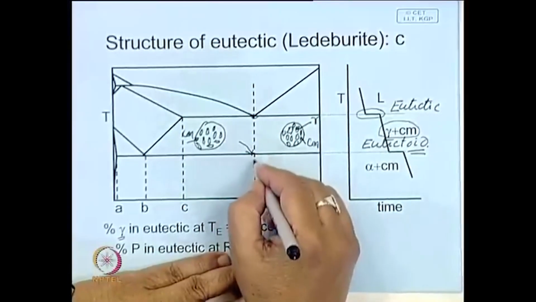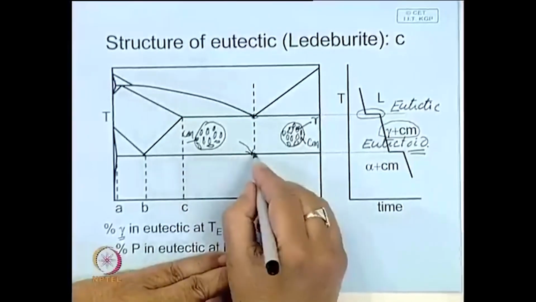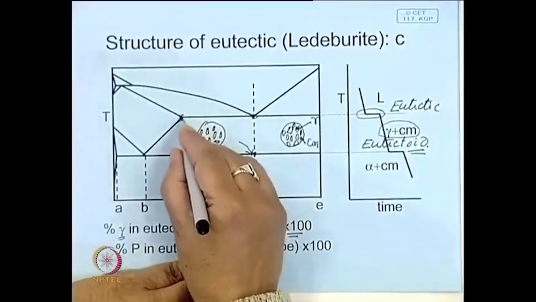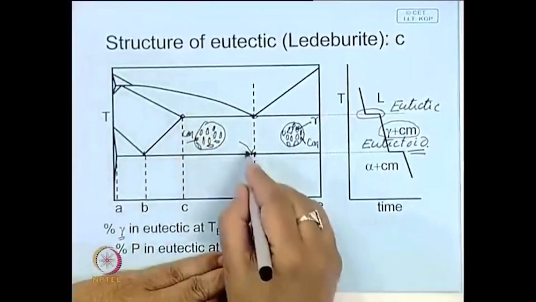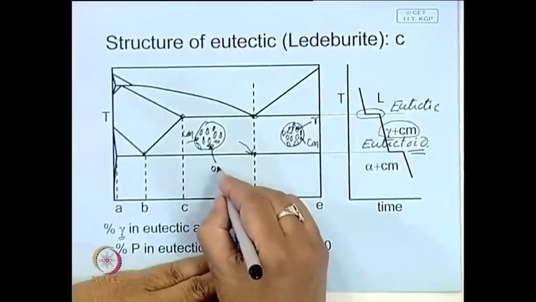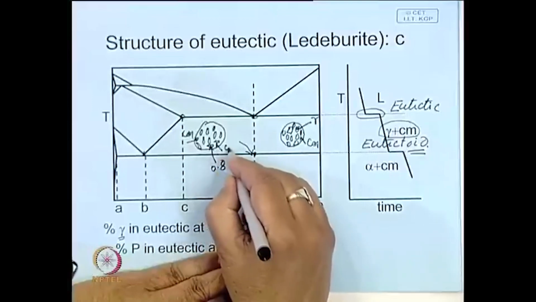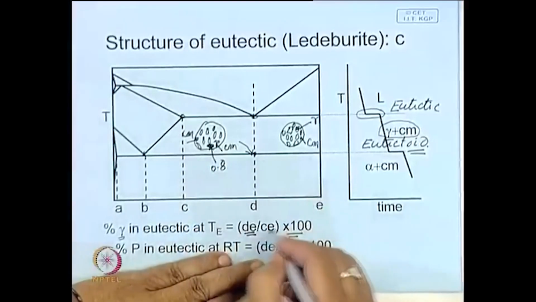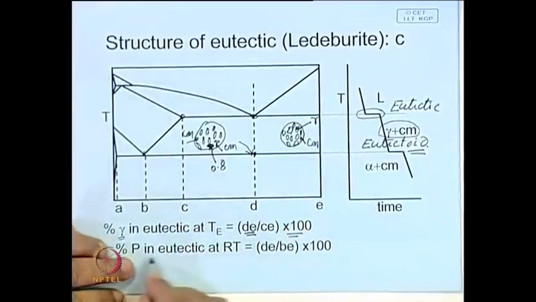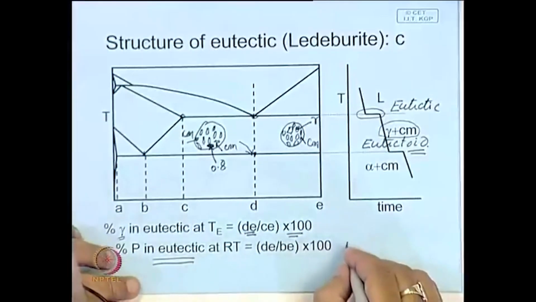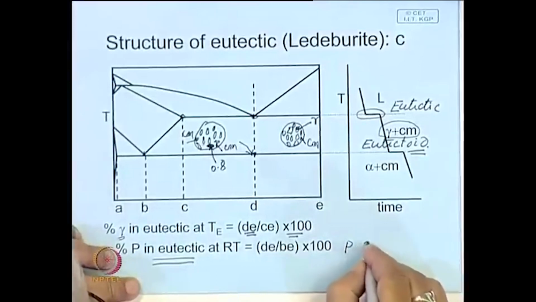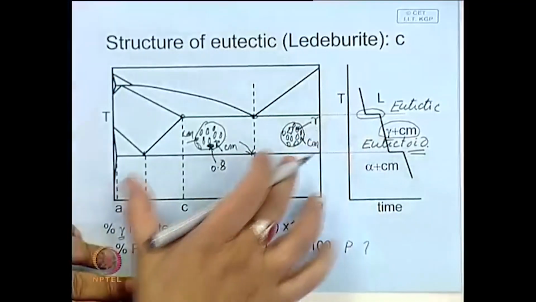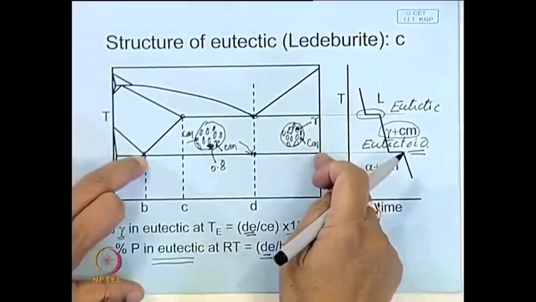But when you cool further, what happens? Here you have austenite, and its composition has changed. Initially it was 2% carbon, now this austenite has 0.8% carbon, and this is cementite. Now, this austenite gets converted into pearlite. So, you can find out how much is the amount of pearlitic region in the eutectic, and this will be given by d E over the entire amount B E.